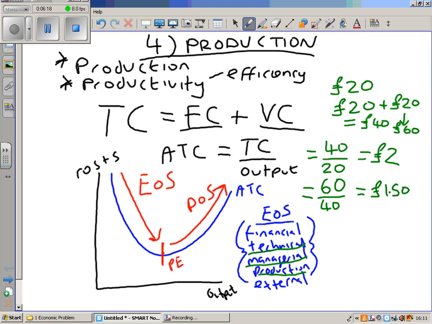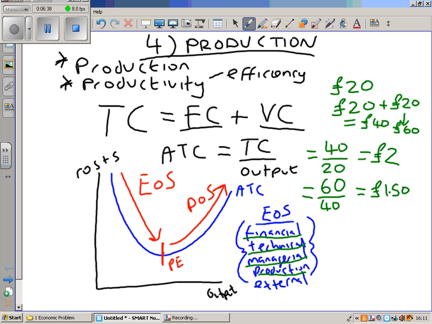Technical. Large firms can buy new technology, invest in new technology. This again can reduce costs. So, for example, supermarkets have recently introduced self-scan checkouts. No need for checkout staff. Clearly, that's saving money. A small corner shop would not be able to achieve that.